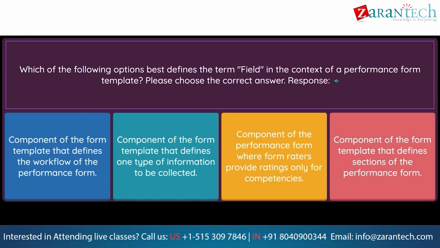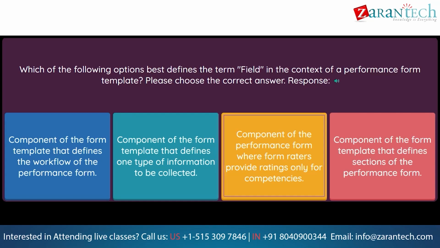Question: which of the following options best defines the term field in the context of a performance form template? Please choose the correct answer. Response: Option 1 Component of the form template that defines the workflow of the performance form. Option 2 Component of the form template that defines one type of information to be collected. Option 3 Component of the performance form where form raters provide ratings only for competencies. Option 4 Component of the form template that defines sections of the performance form.